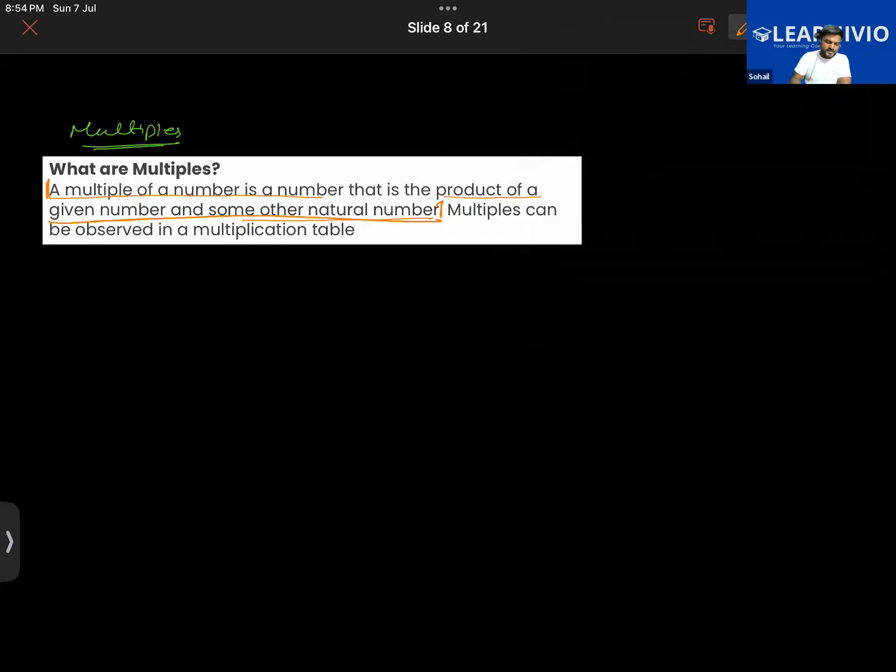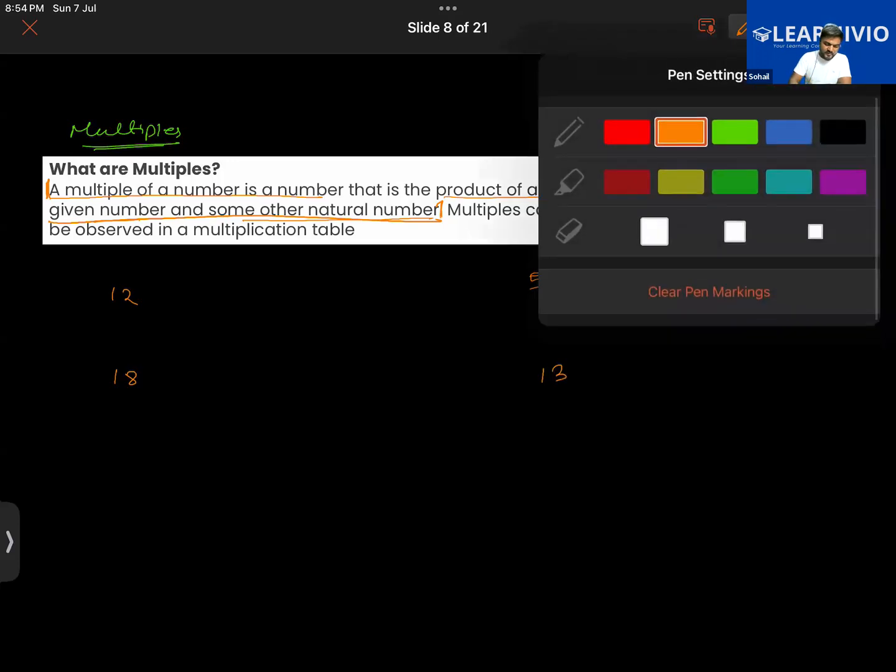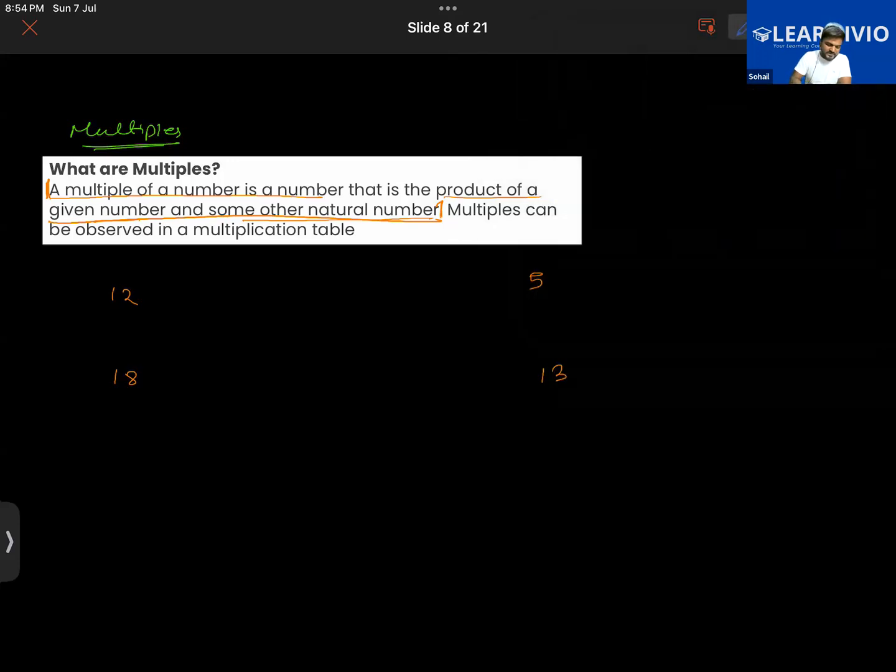You have any number, for example, 12, 18, 5, 13, any given number. When you multiply it with any other number, for example, 1, you get 12. Multiply it with 2, you get 24. So these are the multiples. 18 threes are 54, so 54 is a multiple of 18. 5 twelves are 60, so 60 is a multiple of 5. 13 threes are 39, so 39 is a multiple of 13.